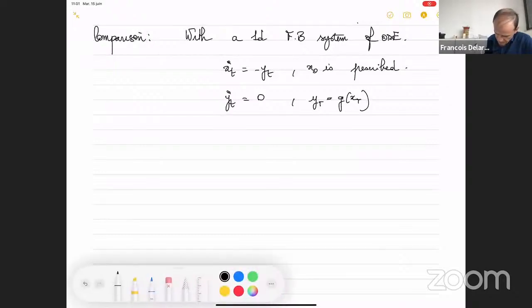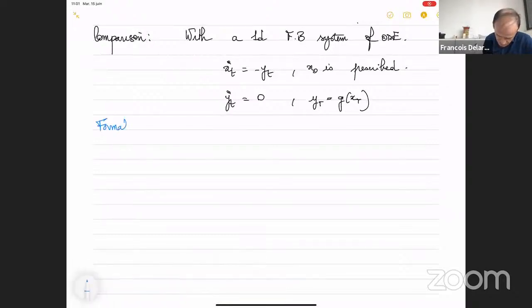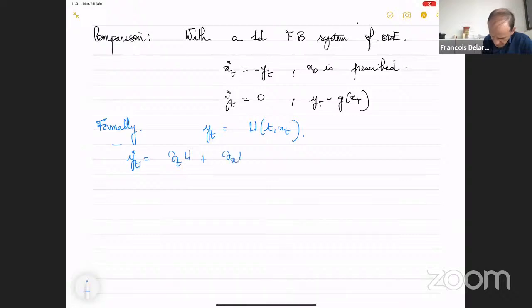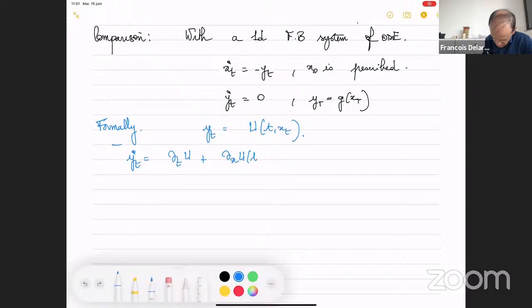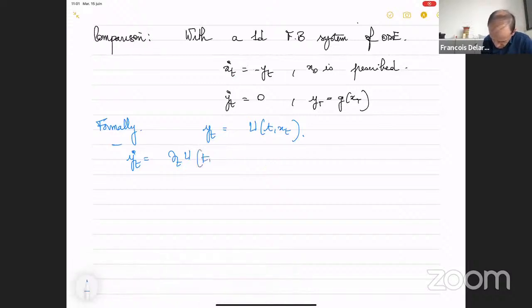So formally, you may expect yt to be, let me write this as capital U of t, xt, right? And if you take the derivative in time, you have that y dot is dtu plus dxu of t, xt times x dot.